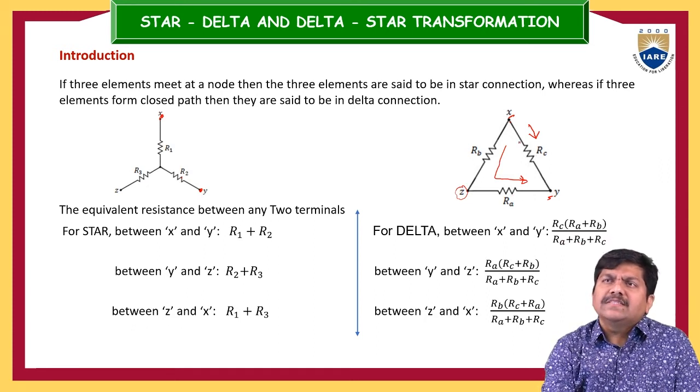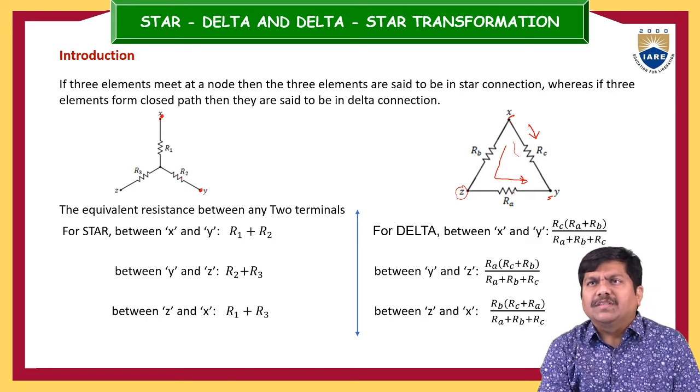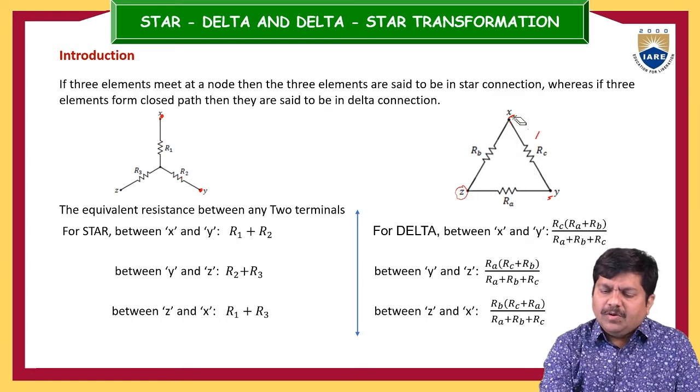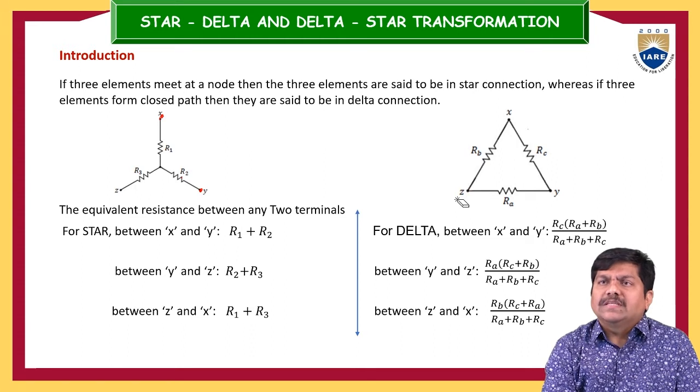So the equivalent resistance between X and Y is this smaller resistance, RC, in parallel with the combination of RB and RA, where RB and RA are connected in series to each other. Now let me apply the same concept to calculate the resistance between another pair of points.